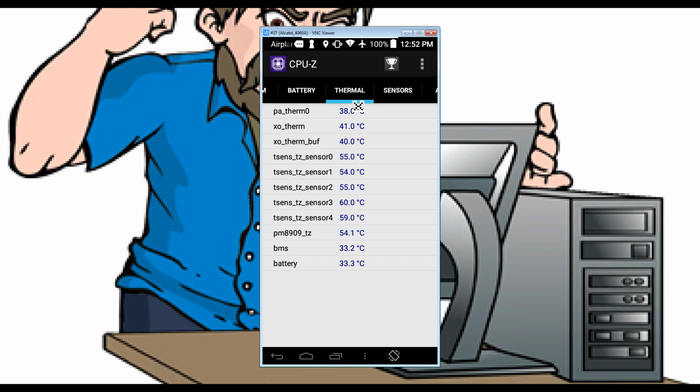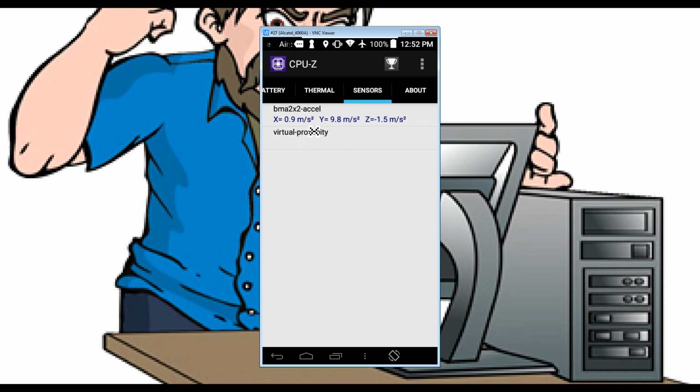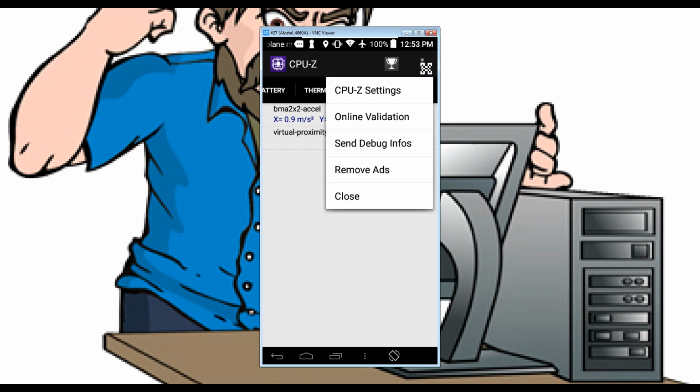Gives you all the temperatures of all the sensors that you have in there. Kind of cool. Tells you some stuff about the sensors and what they're at, if you have sensors in there: your proximity, your accelerometer, your barometer. And then just the About. And I don't think there's anything up in here.